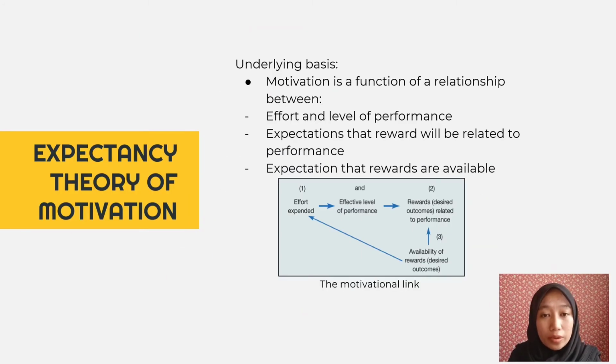For expectancy theory, people are influenced by the expected results of their action. The underlying basis of this theory is that motivation is a function of the relationship between first, effort expended and perceived level of performance, second, the expectation that rewards will be related to performance, and third, there must also be an expectation that rewards are available. So, as you can see in the box, all the relationships that I have mentioned are linked to each other, and that is why this is called the motivational link.